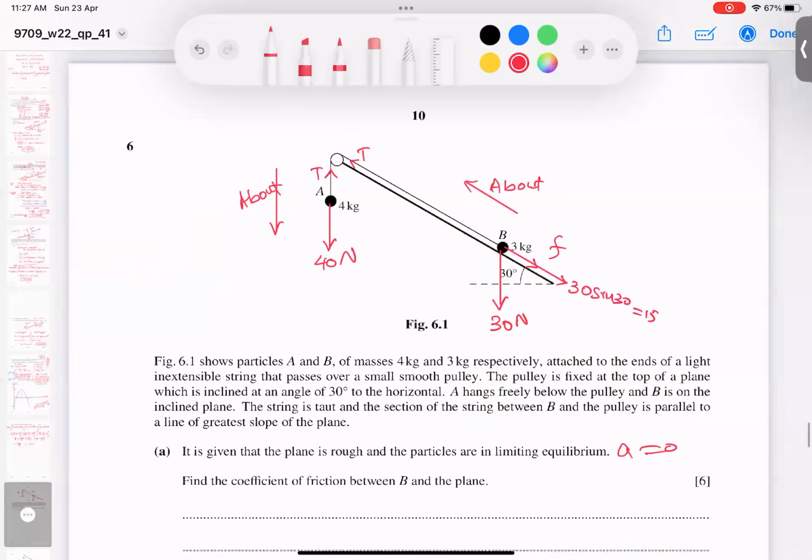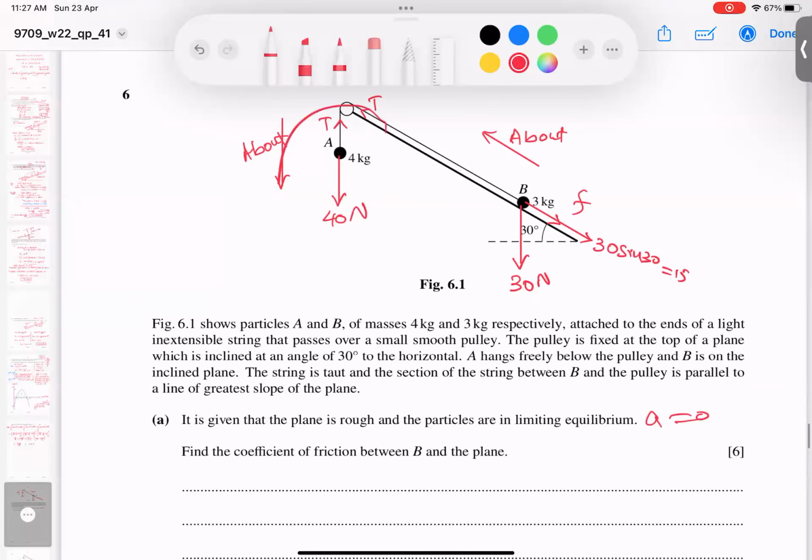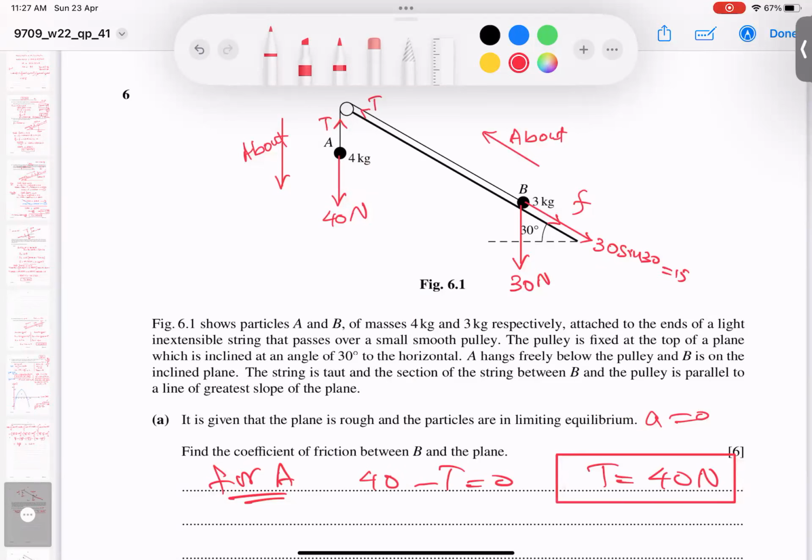So now I think we can make two equations and solve. First of all, for particle A, net force equals ma, and because of equilibrium acceleration is 0. So 40 minus tension equals ma, which is 0. So tension becomes 40 newtons. Is it clear?